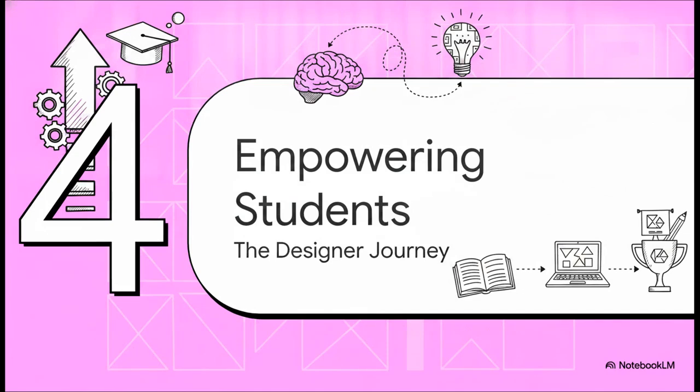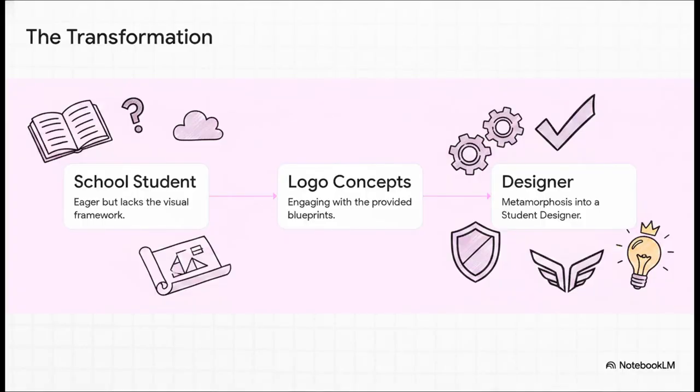Which brings us to our final key area, Section 4, Empowering School Students. Let's see how this builds, because this journey maps out a very clear transformation explicitly promised by our source material. In Step 1, we start with a school student. They're full of potential, super eager, but maybe they're lacking a guiding framework. Then, moving to Step 2, they engage with the material, soaking up those foundational logo concepts using the blueprints we talked about. And finally, Step 3 happens. They become a student designer. By learning to think systematically about visual identity, their entire approach to learning and creating just completely shifts. It's a real game changer.